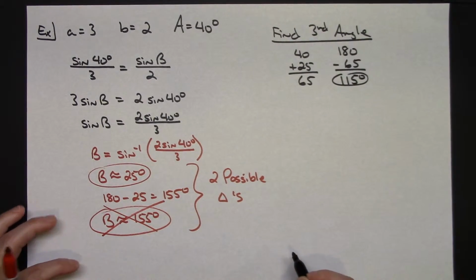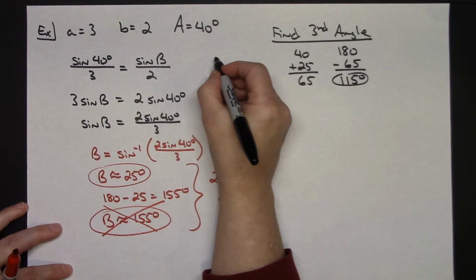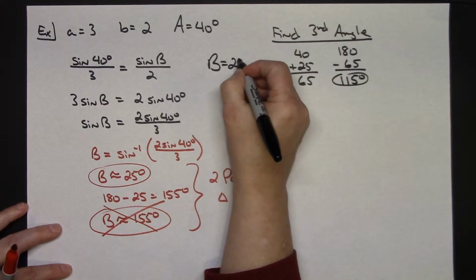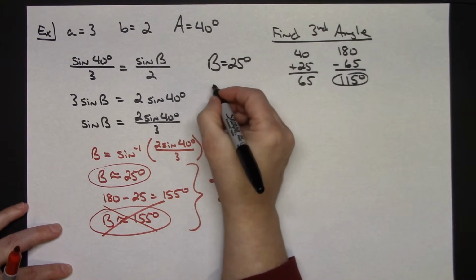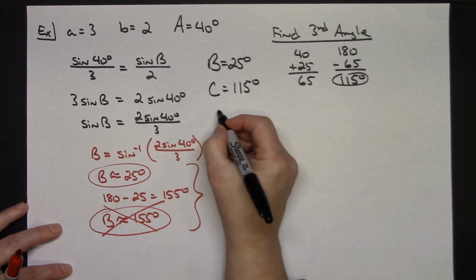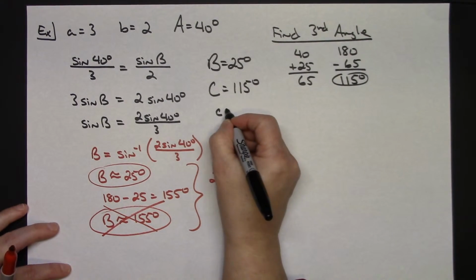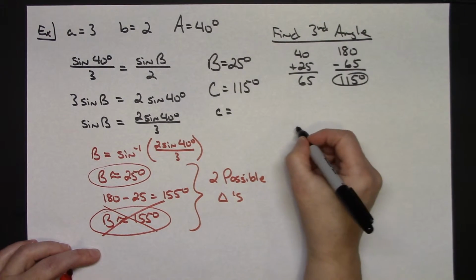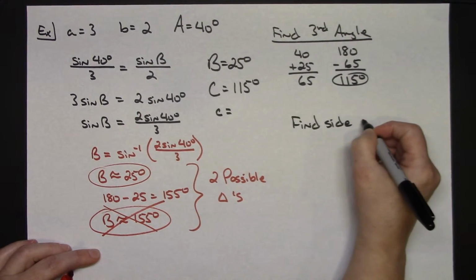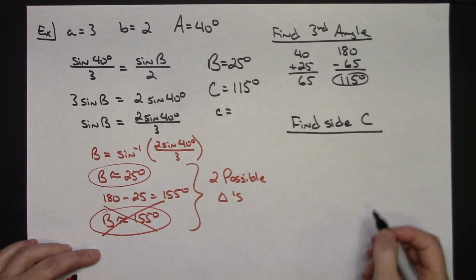Okay, so let's start a list right here in the middle. That means that we found angle B at 25 degrees from over here. Angle C is 115 degrees, and then the only other remaining value would be little c, side c. So that's the one we'll find last. So find side c.